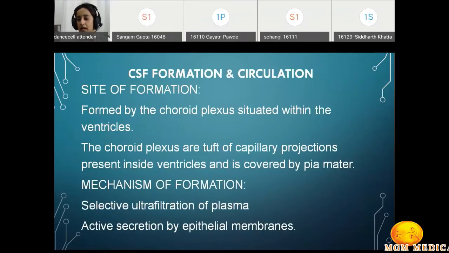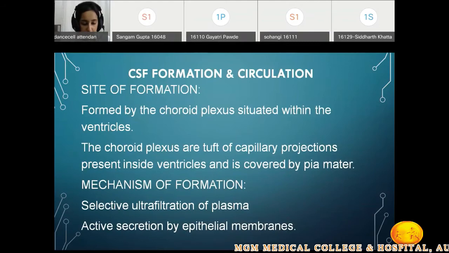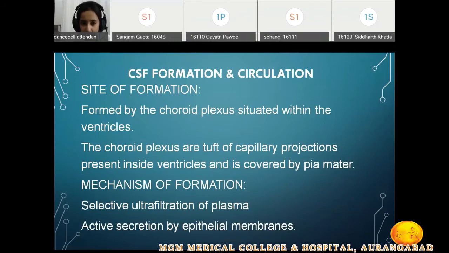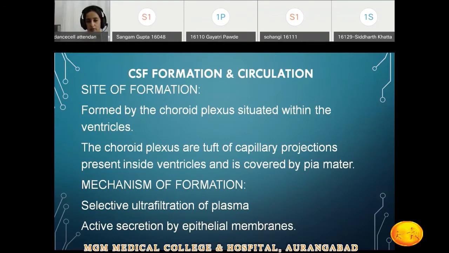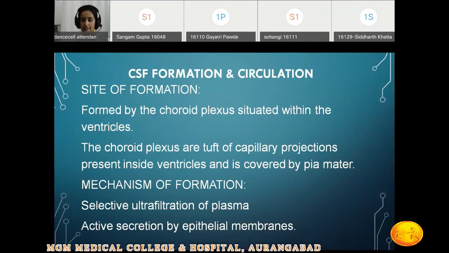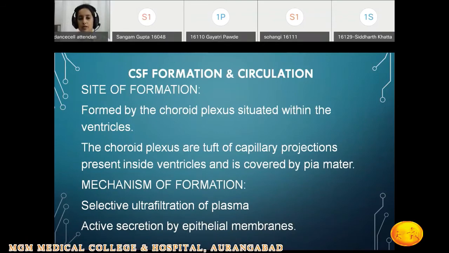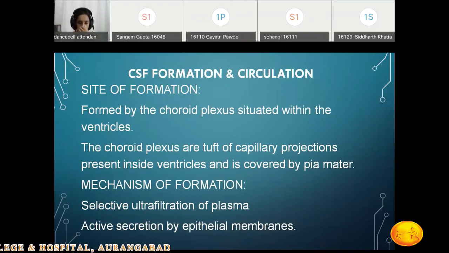So CSF formation and circulation needs to be understood, because you need to understand the pathophysiology of hydrocephalus, the pathophysiology of CNS infections, the pathophysiology of raised intracranial tension. So this formation and circulation of CSF is important. Site of formation, as we have already discussed, is the choroid plexus situated within the ventricles. Choroid plexus are tufts of capillary projections present inside ventricles, and they are covered by pia mater. So the CSF is secreted within the ventricles.